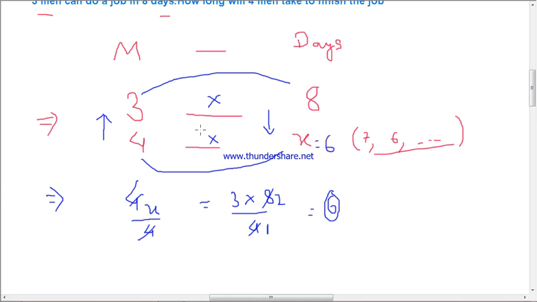That means if 3 boys clean the class and complete the job in 8 days, with one extra helping hand, 4 boys will take 2 days lesser than the 3 boys cleaning the class. So this is an example of inverse variation. I hope you have understood. Let's do one more sum.